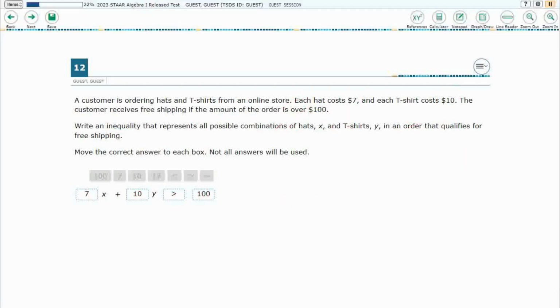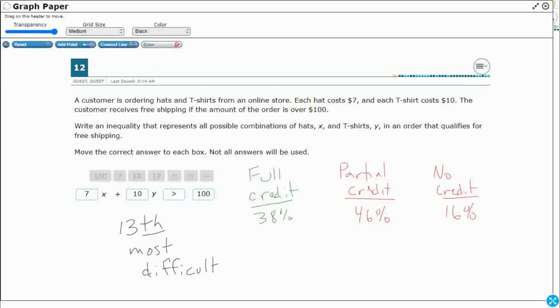Let's see how we did across the state of Texas. So this was the 13th most difficult problem. So it is pretty difficult. I don't think there's anything super tricky about the problem itself. It was just the fact that it was a drag and drop with 4 possible entry points here. We only had 38% of the students get full credit, the full 2 points. Partial credit, we had 46%. So if you put those two together, we're looking over 80%. So that's pretty good. 16% got no credit.